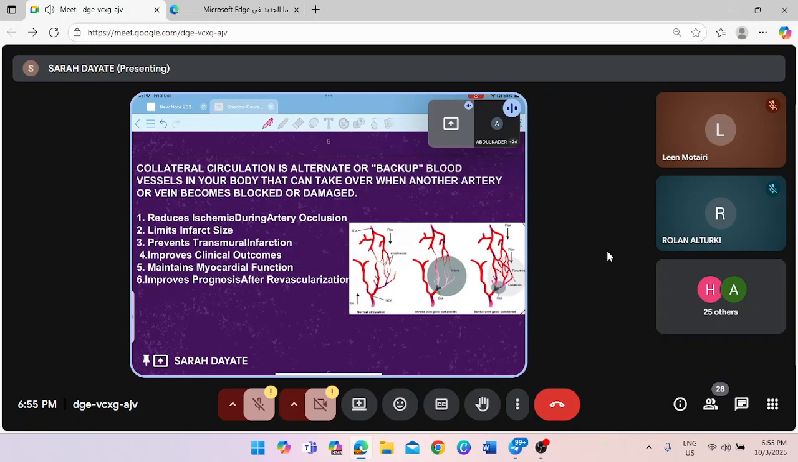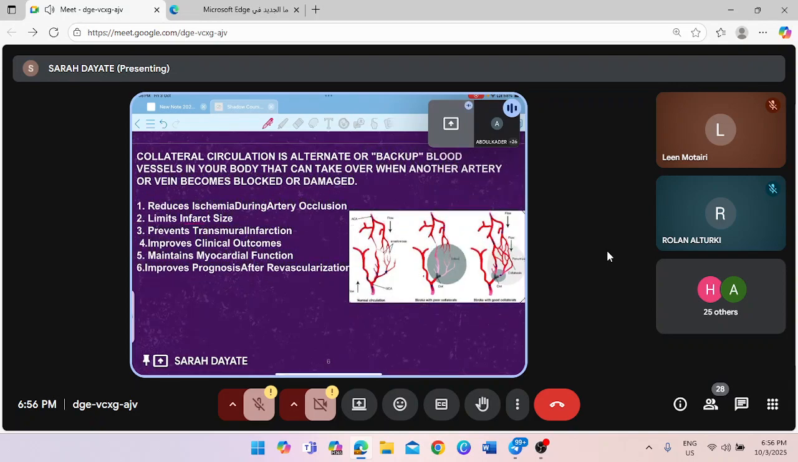So usually they have blood in them, but they are not well supplied. But when one of the vessels gets blocked, they will become overworked and take over. So what are their benefits? They limit the infarct size. When we come to talk about myocardial infarction, we see that when the infarction first starts, the heart will not die immediately.